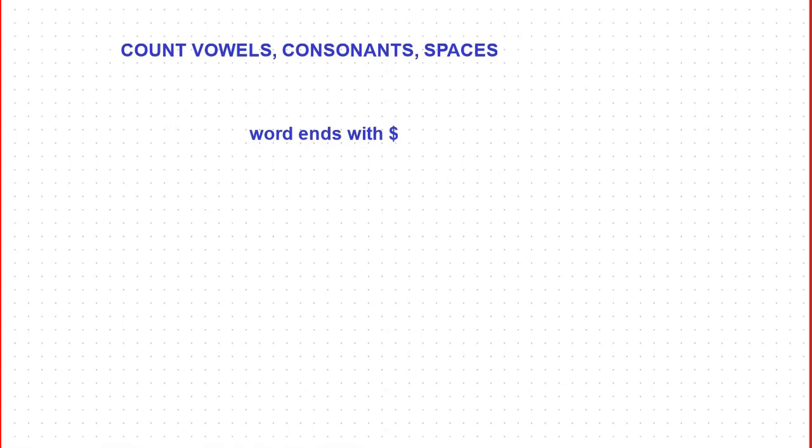Welcome back. So in this video we will write a program that will count the number of vowels, consonants and spaces in a string entered by the user. And one condition we are giving is that when the user enters the string, it should end with a dollar sign. So that's one condition we are giving.